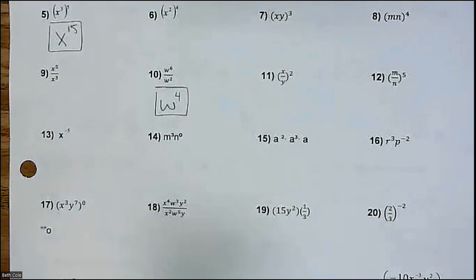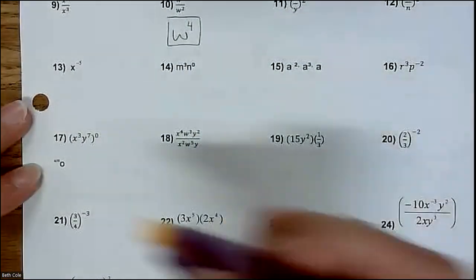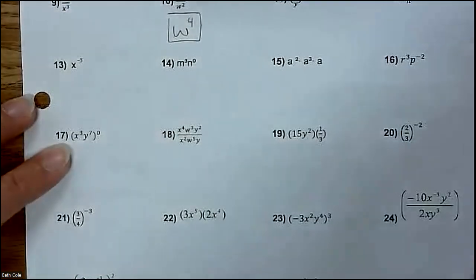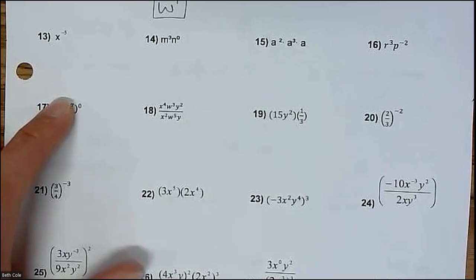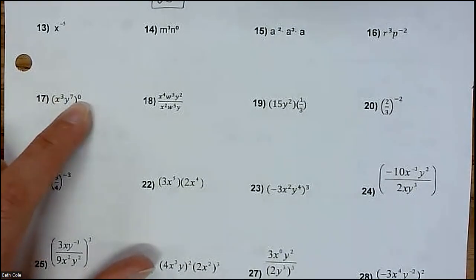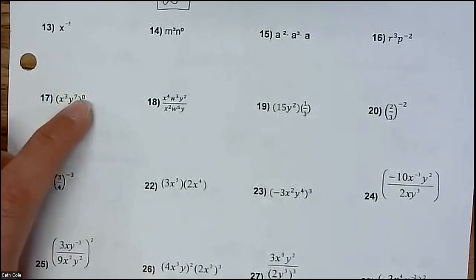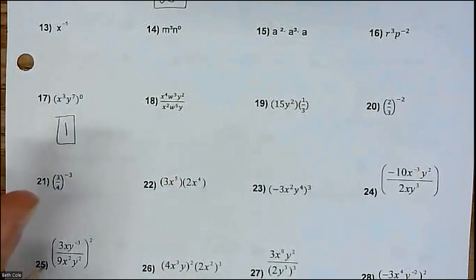Let's look at 17. I'm not sure why this printed on there. I don't know what that is. I'm just going to wipe that out, or you can scratch that out. But look at number 17. What is anything in the world to the 0th power? And think before you answer. 1. Anything in the world to the 0 power is just 1. That is all that comes out to.